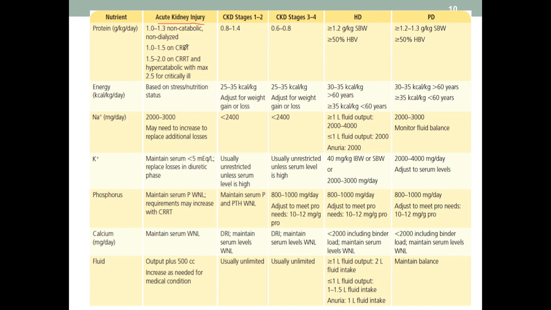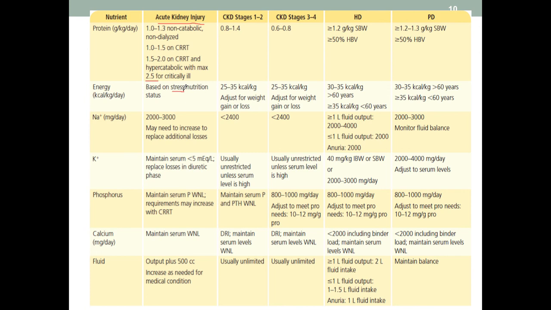And if they're on CRRT and they are hypercatabolic, then we can provide more protein. If necessary, up to 2.5 grams per kilo. So 2.5, that's 300% of the adult DRI level. Then the energy is based on nutrition status and on stress. So the difference here in this column compared to the rest of these columns over here is the stress, right? The critical illness. AKI, the pathophysiology and the nature of the condition is different from CKD. So we need to understand that.